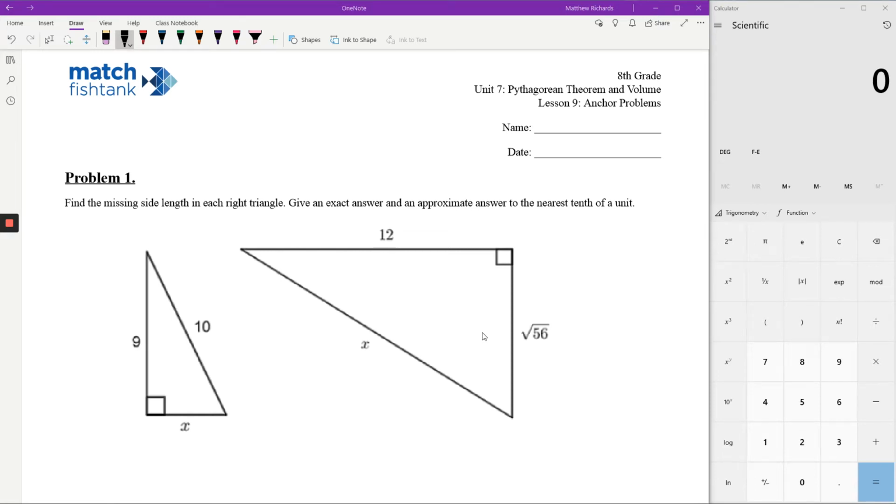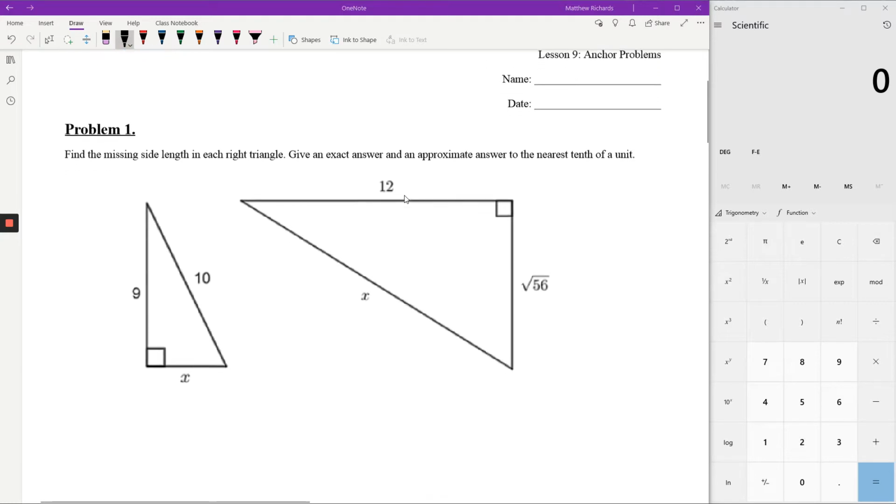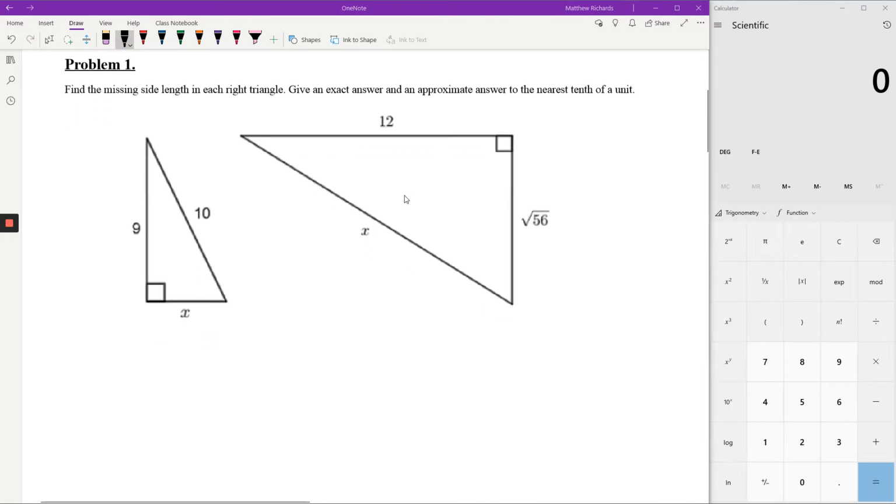Hey, Mr. Richards here. Today's 8th grade Unit 7 Lesson 9 anchor problems involve the Pythagorean theorem as well as using it to solve area and perimeter questions. So in problem 1, we're going to find the missing length in each triangle and give an exact answer and an approximate answer to the nearest tenth of a unit. As you can see, we have a calculator loaded here on this side.